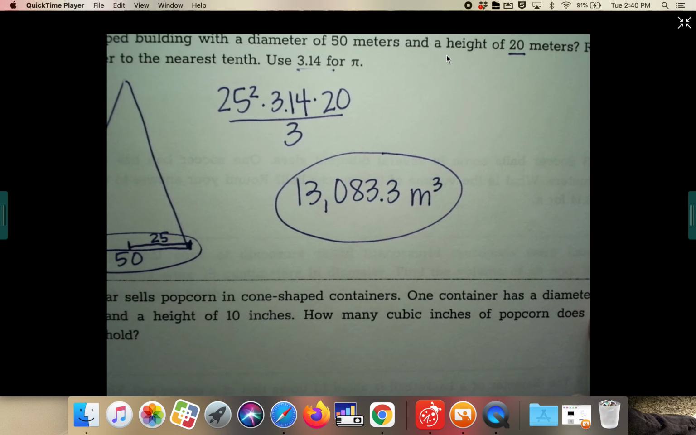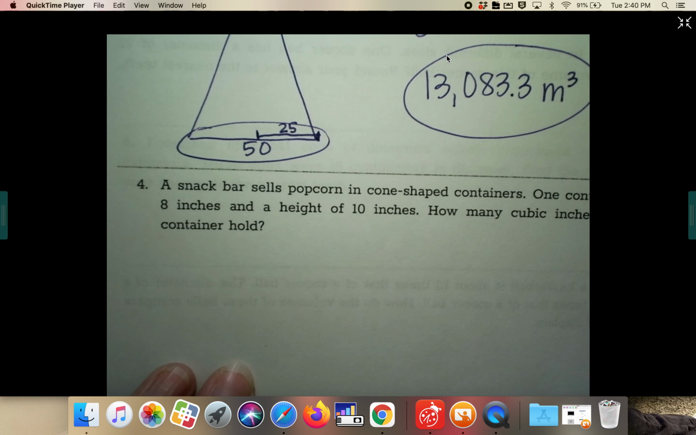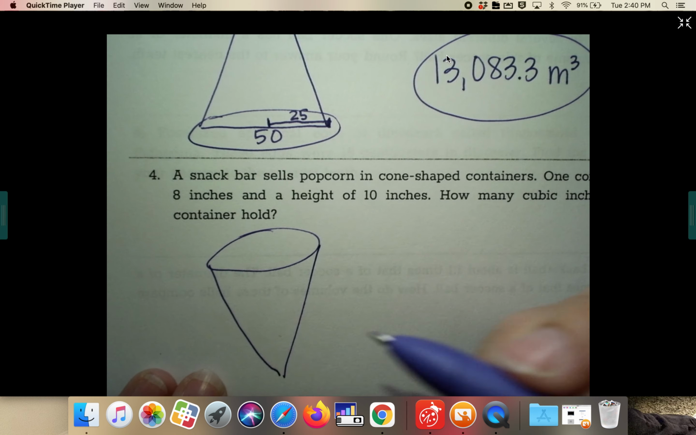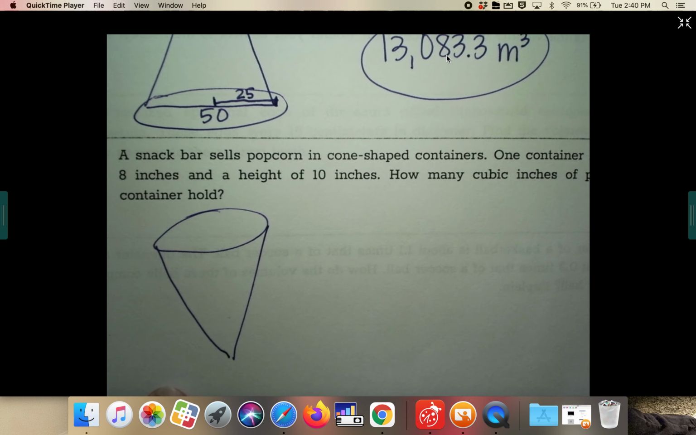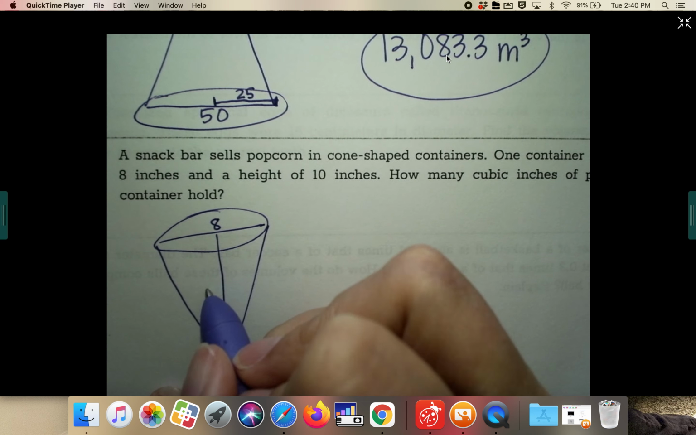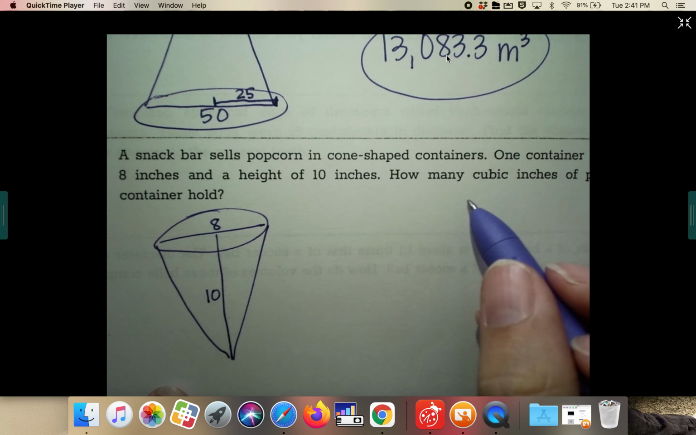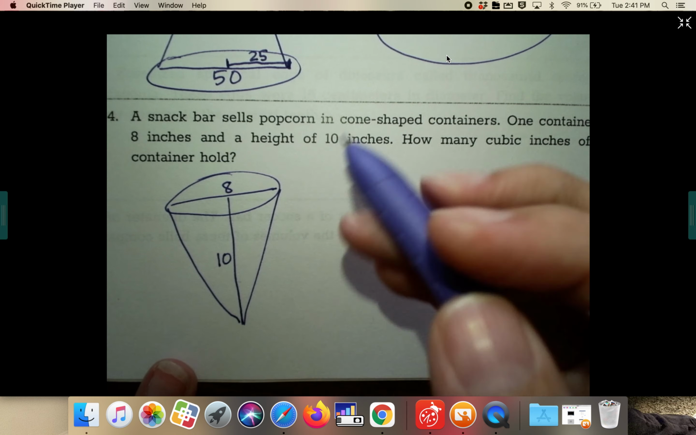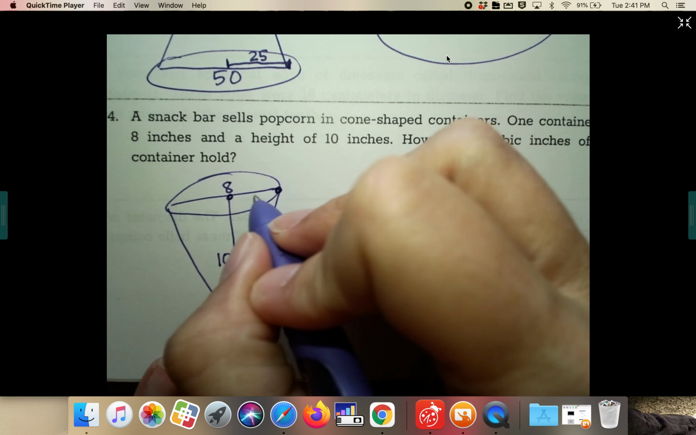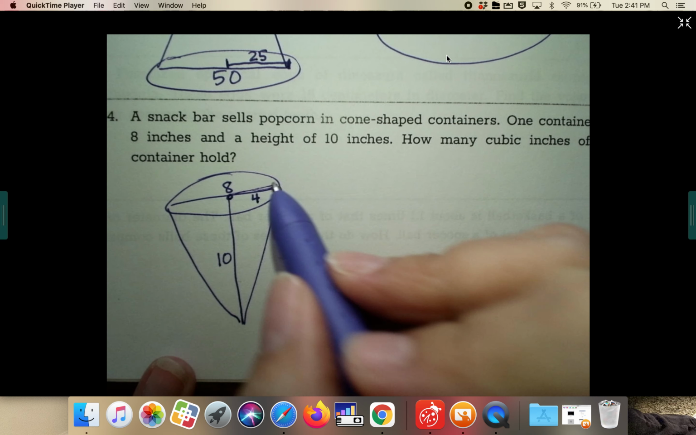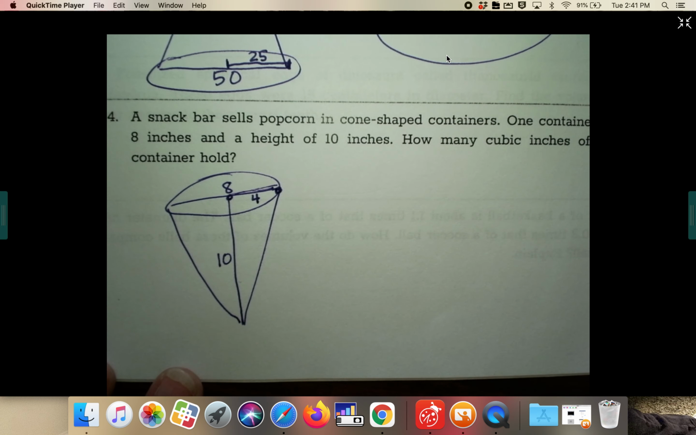All right, and then the last one says a snack bar sells popcorn in cone-shaped containers. So here's your little cone-shaped container that you're going to keep your popcorn in. One container has a diameter of 8 and a height of 10. How many cubic inches of popcorn can it hold? Okay, since the diameter is 8, I need you to know that we only want the radius of 4. We got to half that 8 to 4 because all we use for cone's formula is radius.